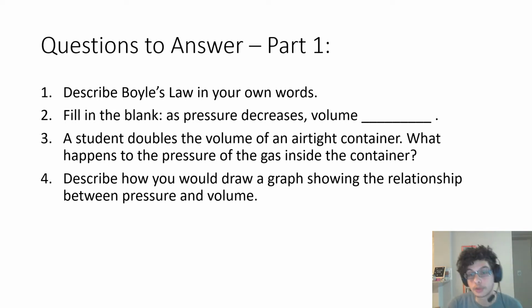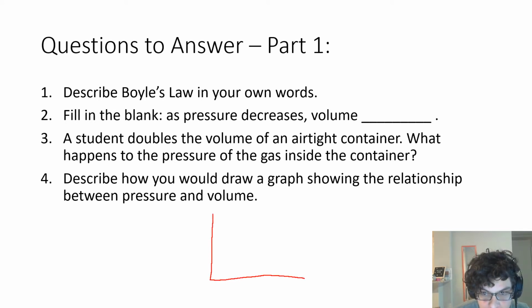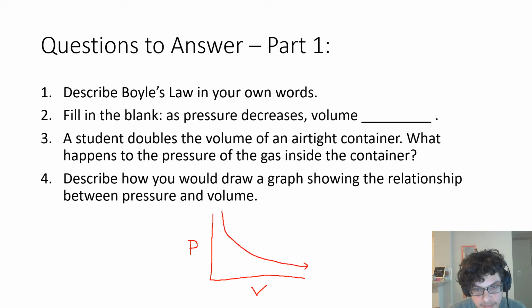Describe how you would draw a graph showing the relationship between pressure and volume. Now you can actually just draw it here, but I said describe because I'm only accepting text responses. But let's see, relationship between pressure and volume. We know that as one goes up, the other goes down. So when you draw an inverse relationship on a graph like this, it's actually kind of this curved line that looks like that. And that's how you do that. Yeah, it looks right.